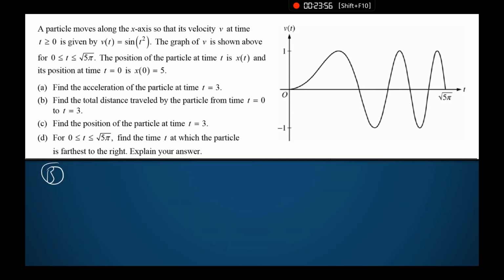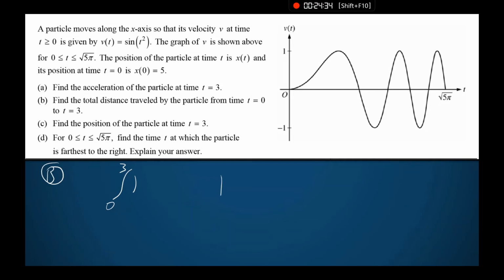I want to find the total distance traveled from 0 to 3. We have to integrate from 0 to 3 the sine of t squared. Really close. So if I'm looking for total distance traveled, I'm not just doing the integral, I'm integrating what? The absolute value, perfect. If you just integrate, you'll get position. If you integrate the absolute value, you'll get the total distance traveled.